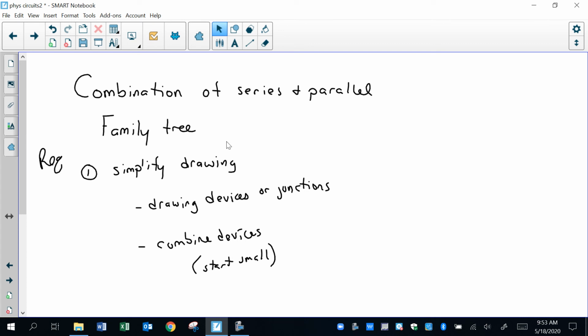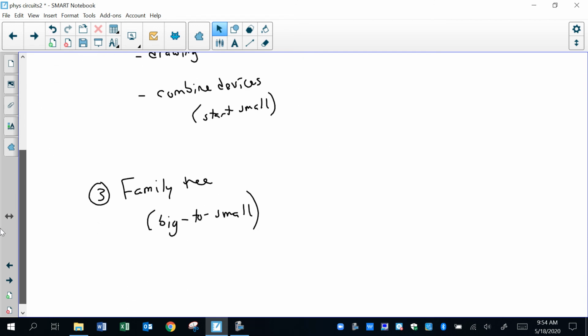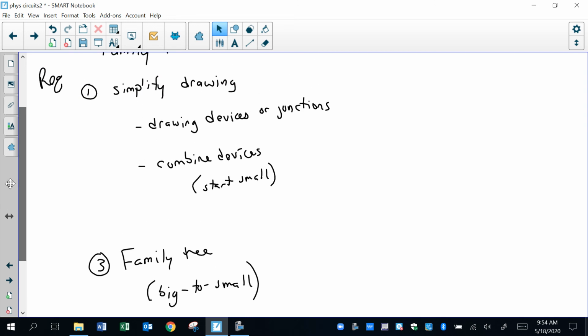So what you do is you simplify your drawing. I draw it with junctions or devices. I'll show you in just a second. And then I combine devices. I start small. And then notice what I have here. Step 1 was finding REQ. I said, remember, step 1 was the hard. That's what I do. Step 2 was finding totals. That's easy. That still works out the same.